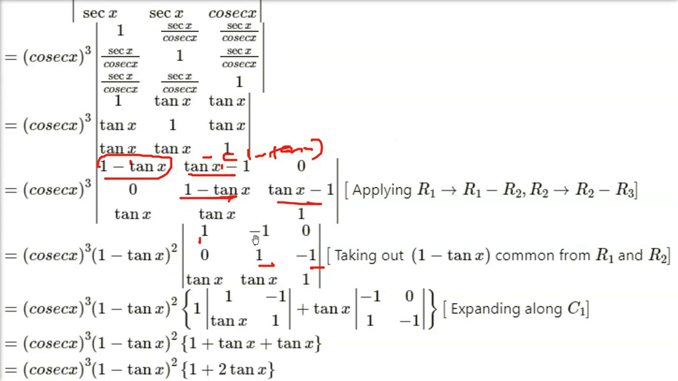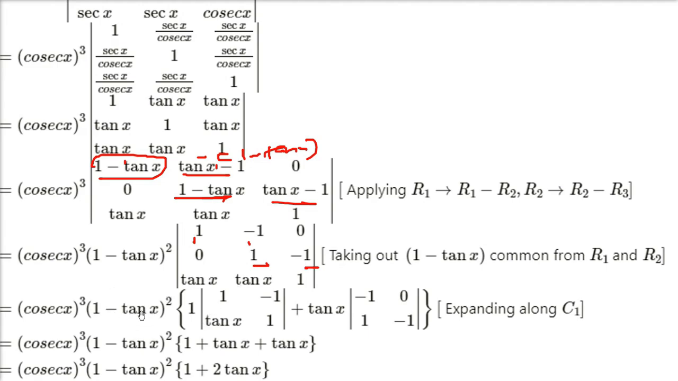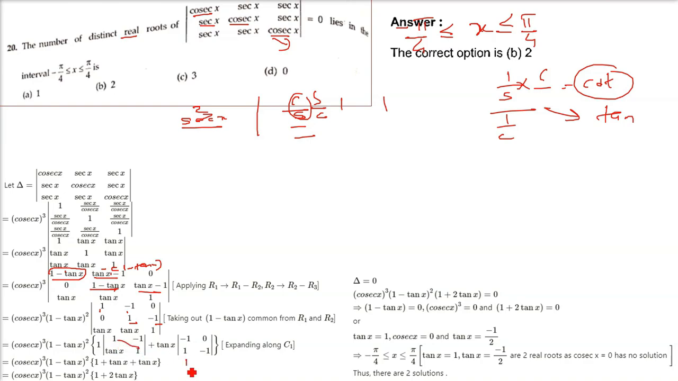So this you can open using the first row or first column. Let us open using the first column, say. So the cofactor will come: when you take 1, the minor is 1 minus 1 tan x, 1. When you take tan x, it will be minus 1, 0, 1, minus 1. So what do you get here? When you take this 1, this is 1, minus plus, it is tan x. 1 plus tan x will come. And what do you get here? Tan x, and minus 1 is 1, 1 minus 0 is 0. So it will be 1 into tan x. So 1 plus tan x plus tan x is simply 1 plus 2 tan x.